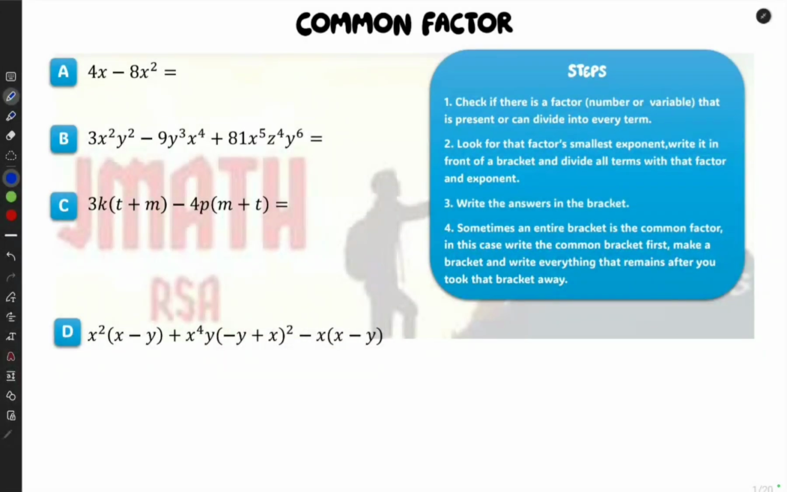Let's look at the first part of factorization, taking out the common factor. This is going to be your go-to with any factorization sum. This is the first thing you're going to look for. Doesn't matter how many terms there are, you are always going to check if there's a common factor. So how do I do this?